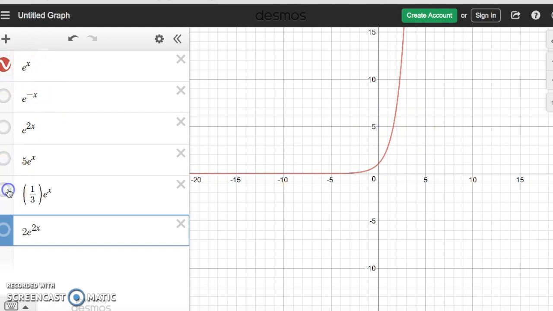Okay. And last, we combine two of these and mix them together: 2e to the 2x. The exponent makes it rise really quickly, and the 2 in front makes this part go up a little bit more. Okay.